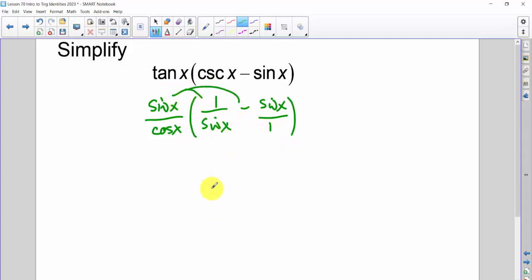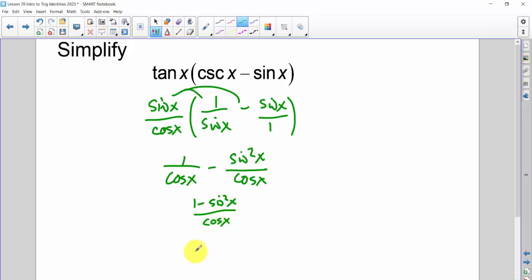And then I'll distribute this. Notice the sines are going to go, which leaves me with 1 over cosine x. In this case, I get minus sine squared of x over cosine of x. And you'll see that since I have a common denominator, I get 1 minus sine squared of x over cosine of x. This top is a Pythagorean identity, cosine squared of x over cosine of x is equal to cosine of x.